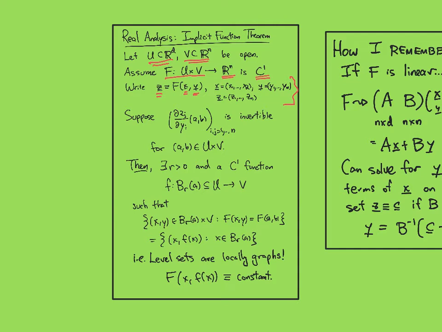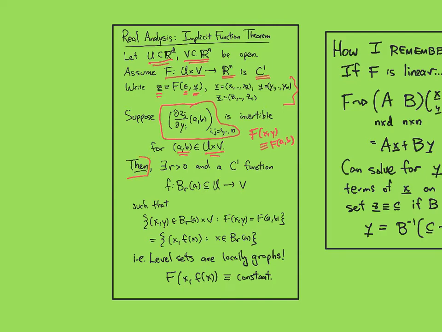And we're going to suppose that the derivatives with respect to the y variables give you an invertible matrix for some fixed (a, b) in our product set here. And when you have this, you can show that the level set of f at the point (a, b), so this would be looking at (x, y) such that f(x, y) is equal to this value at (a, b), is locally given as the graph of a C1 function.